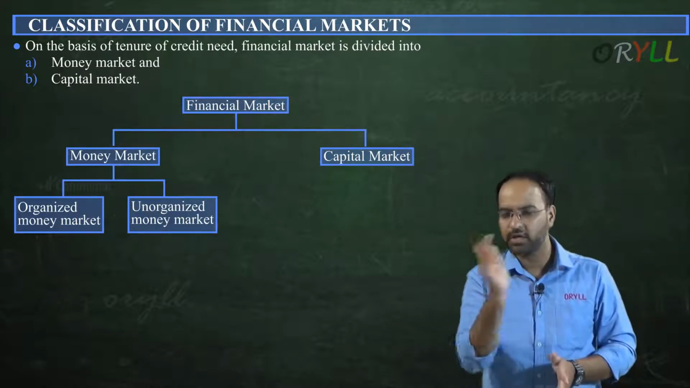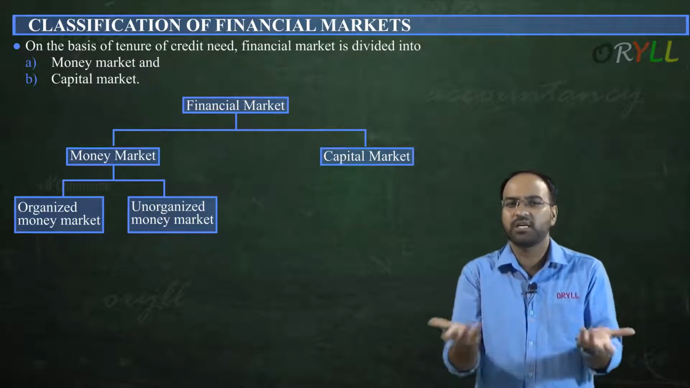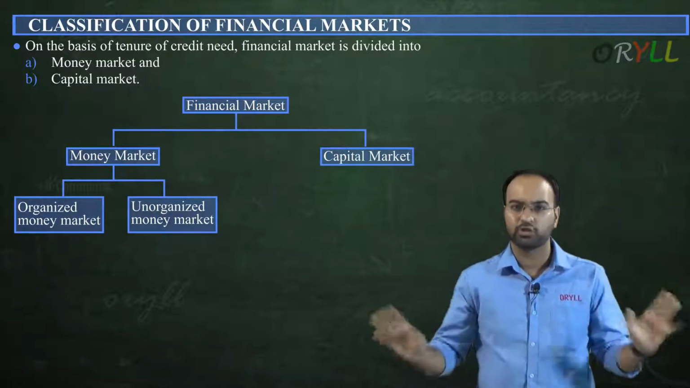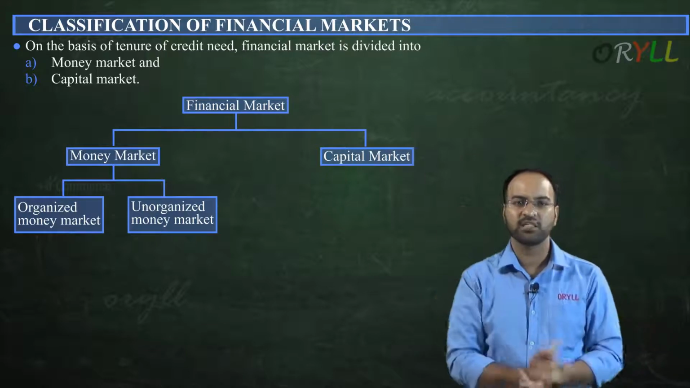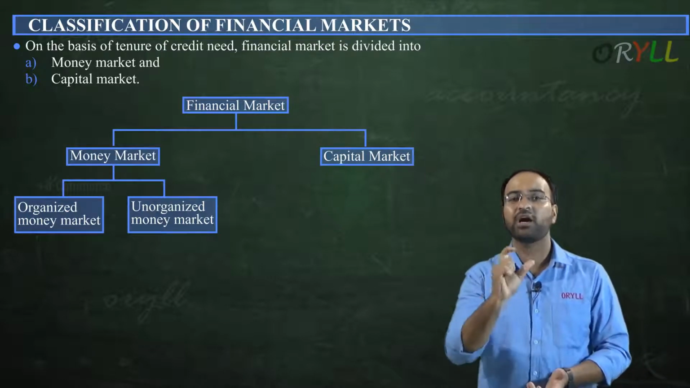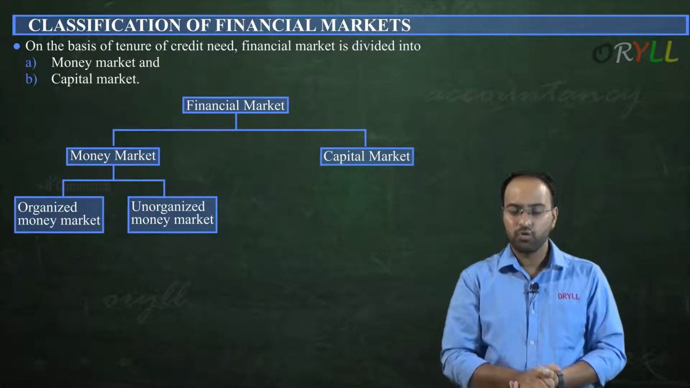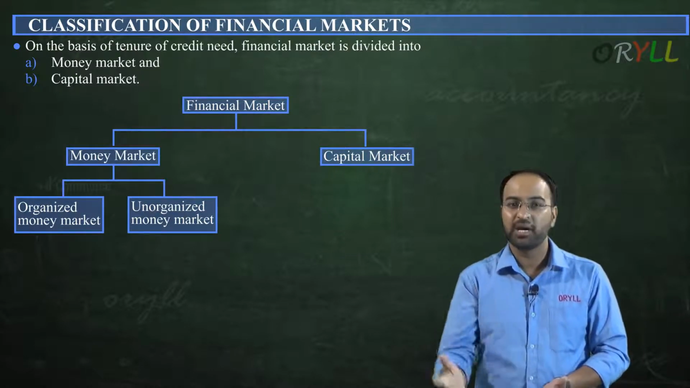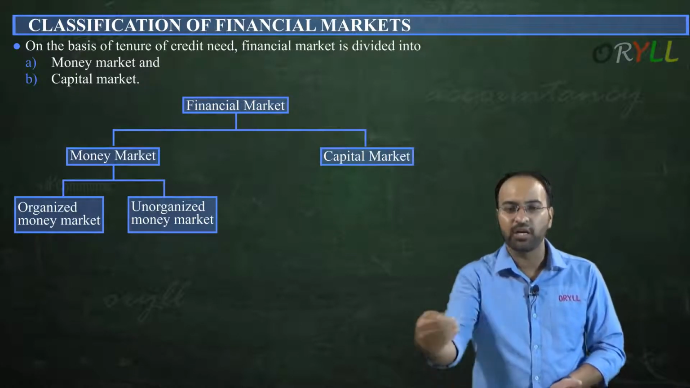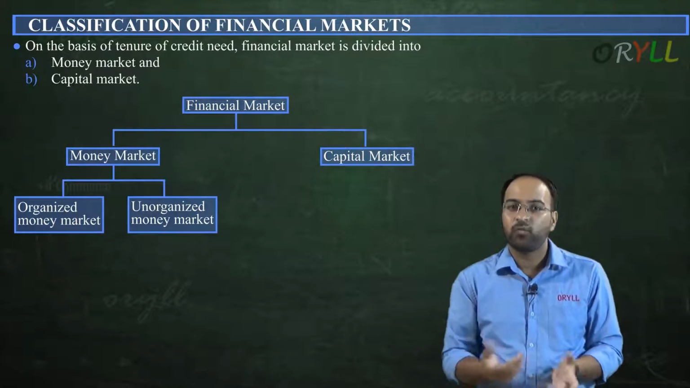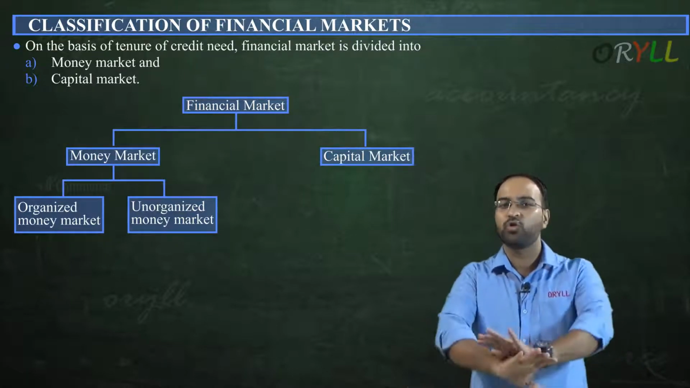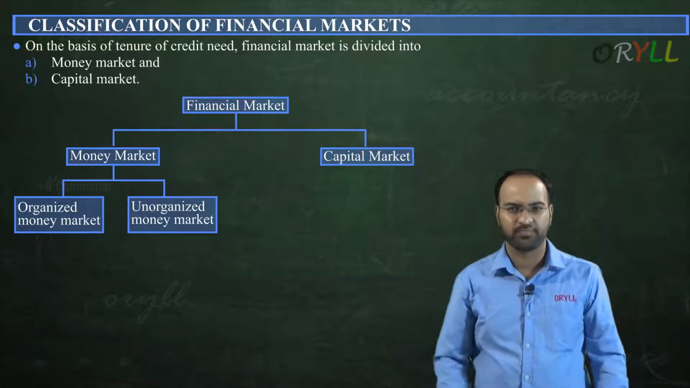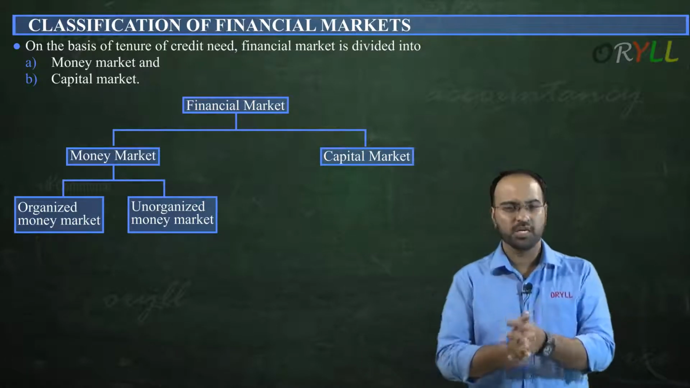Got it? Coming to the unorganized money market, here we do not have any regulators or authorities. No one is regulating this market, hence it is called unorganized market. Sir, who are there in this market? Money lenders. They operate in this market because they know that no one controls this market, and hence they will charge a huge rate of interest. That is the unorganized money market.